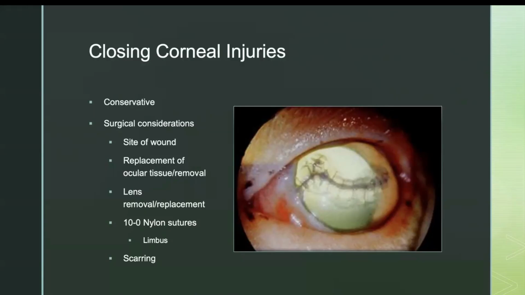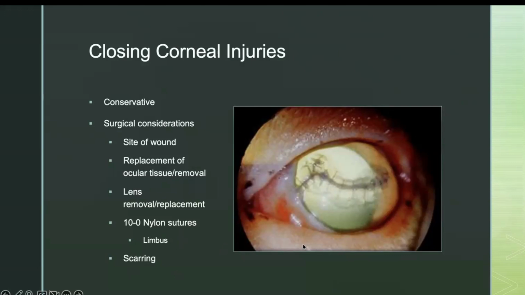With the sutures, you're usually going to be using a 10-0 nylon. That's what's best for the cornea. And your first sutures will depend on where the injury is. So with limbal involving injuries, you always want to try and close the limbus first because it's really important that you get the limbus to be very, very accurate, and then the rest of the wound will follow.